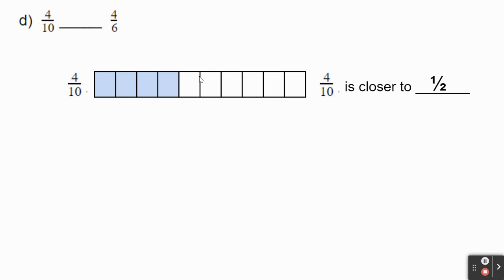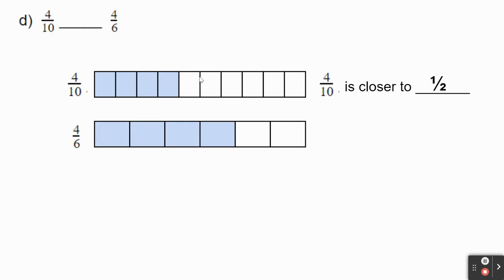Now we can draw a model for 4/6. We'll have 6 parts with 4 of them shaded. If we wanted half this model shaded, we would have 3 parts shaded, but we have one more part shaded over the halfway mark. This still is closer to 1/2 than it is to 1 whole since we need 2 parts shaded to get to 1 whole. So 4/6 is closer to 1/2.